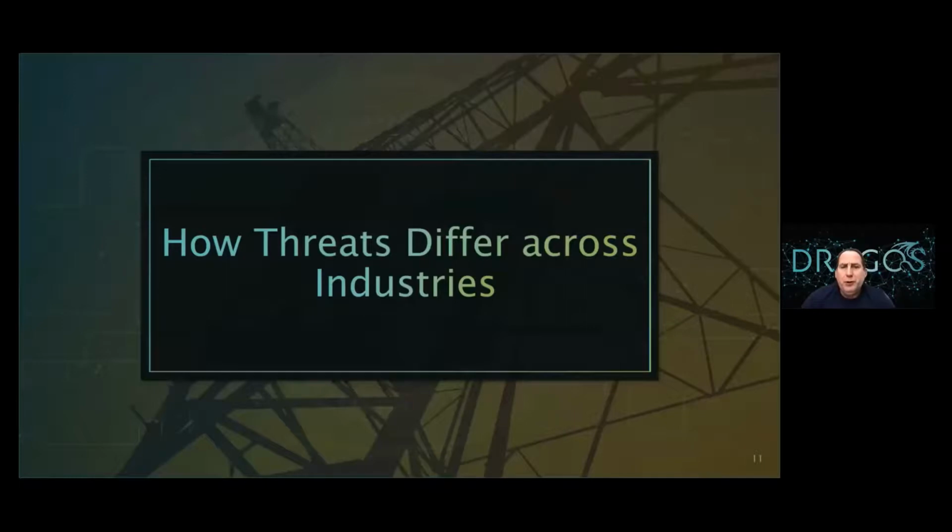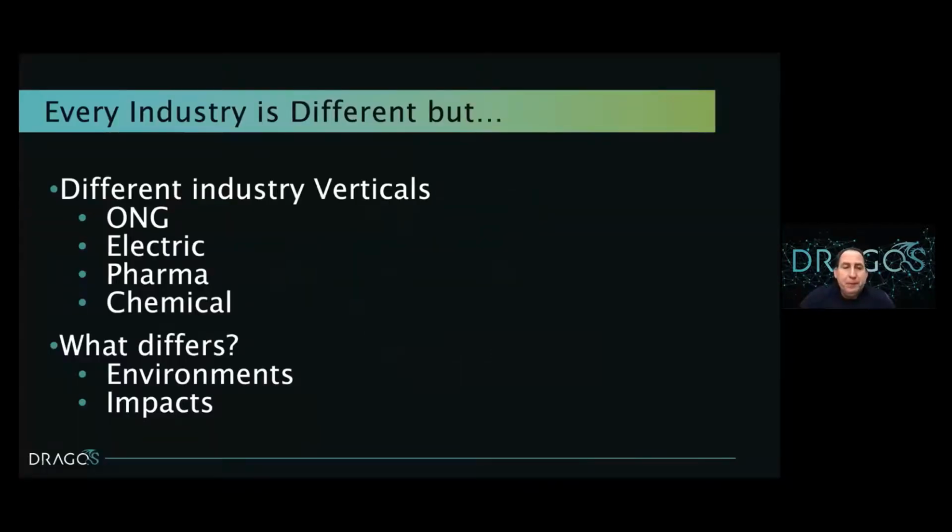So how do threats differ across industries? Well, I've alluded to this quite a bit, but every industry is different: the oil, natural gas, electric, pharma, chemical. And there may be some similarities. Listen, there may be similarities between pharma and chemical because both of them are using chemicals to produce some output that is created using other chemicals. I've never personally worked in the pharma or chemical areas. I've investigated and spent a lot of time looking at the electric and LNG facilities.